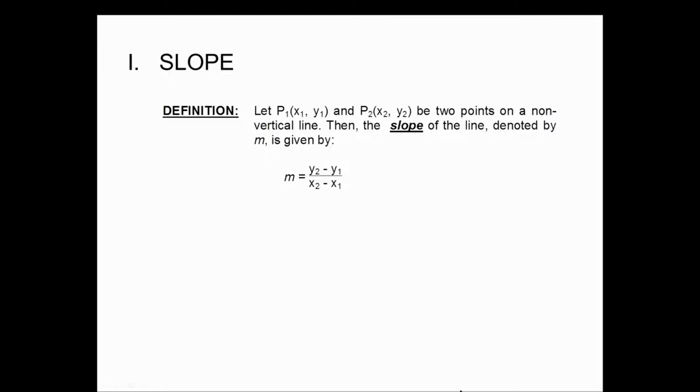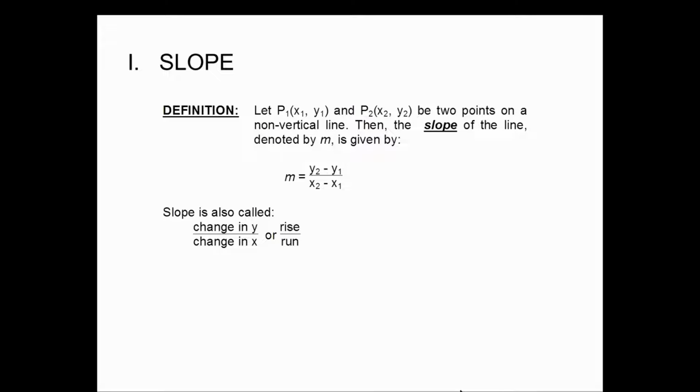The slope is supposed to measure how steep the line is. The larger the slope in absolute value, the steeper the line. Okay, slope is also called change in y over change in x, which is also rise over run. Remember, the rise is the y direction, the run is the x direction. So change in y over change in x, or rise over 1.